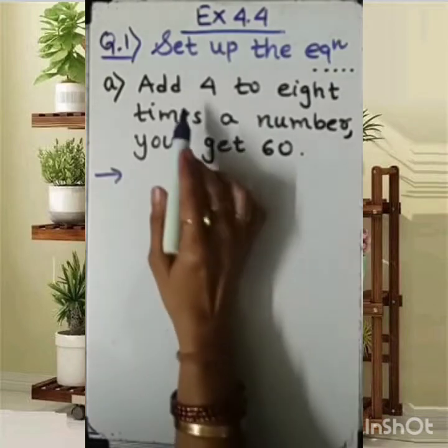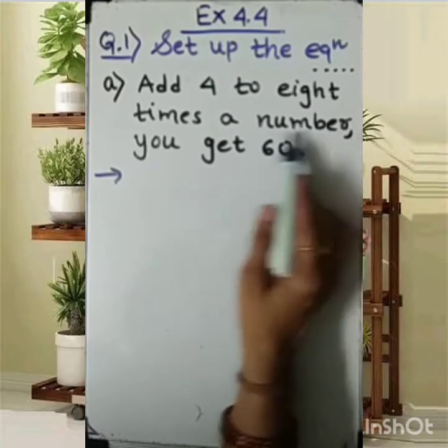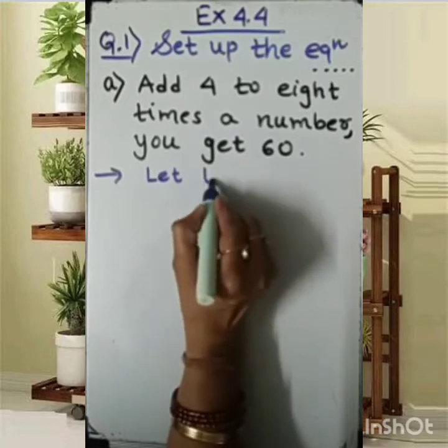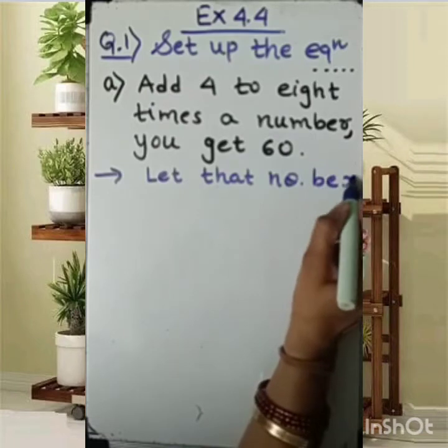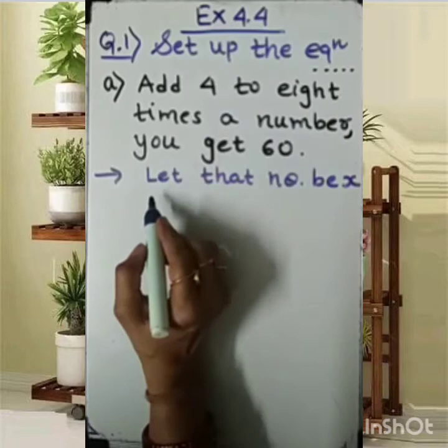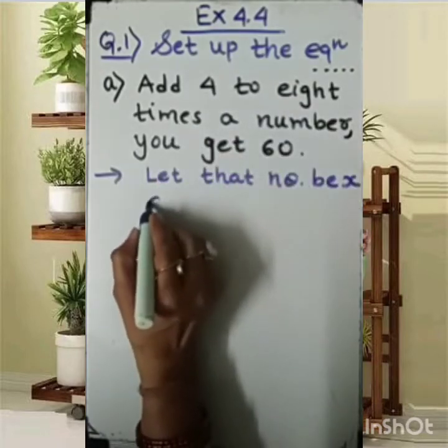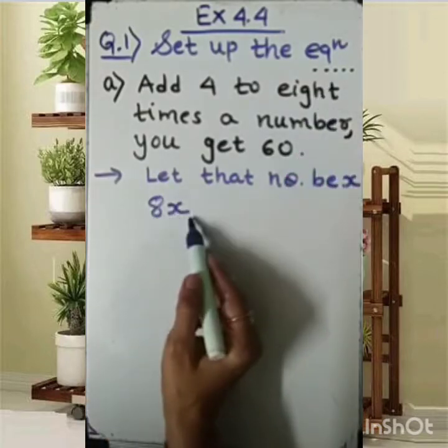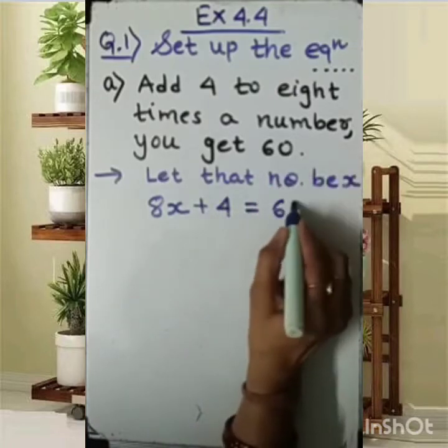Very simple. Add 4 to 8 times a number. Now we do not know that number. For that we need to assume, let that number be x. We need to add 4 to 8 times. What is 8 times of x? That is 8x, and we are adding 4 to that. So the result is 60.